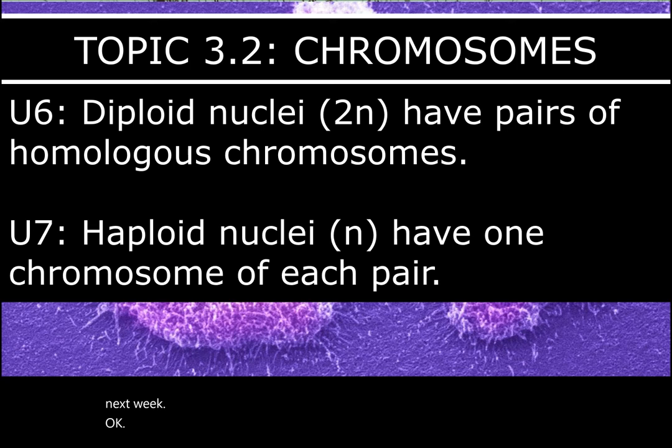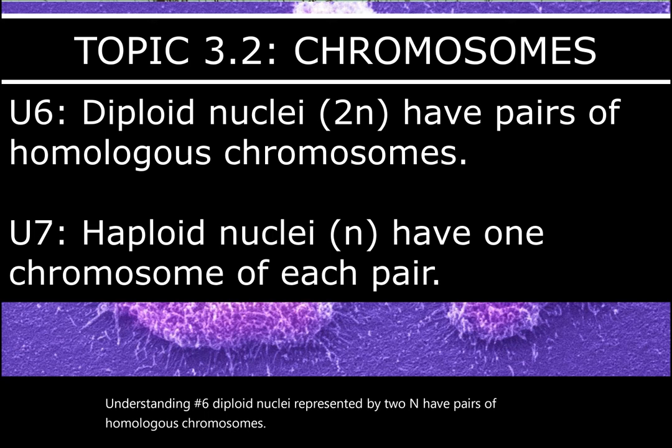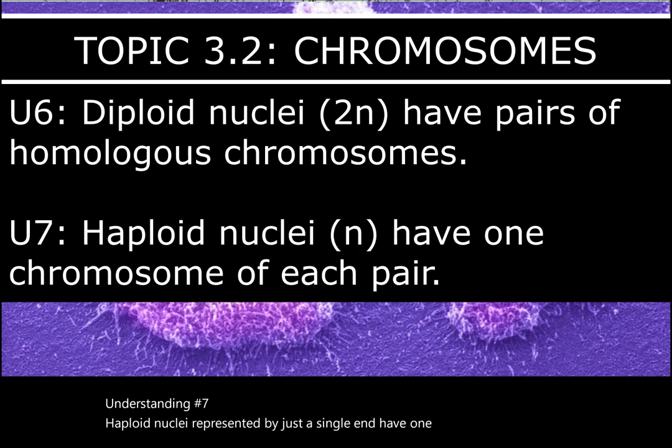Understanding number 6. Diploid nuclei, represented by 2N, have pairs of homologous chromosomes. Understanding number 7. Haploid nuclei, represented by just a single N, have one chromosome of each pair.